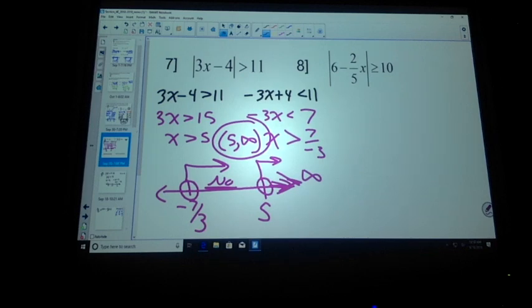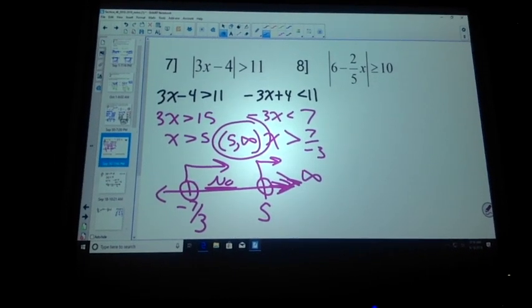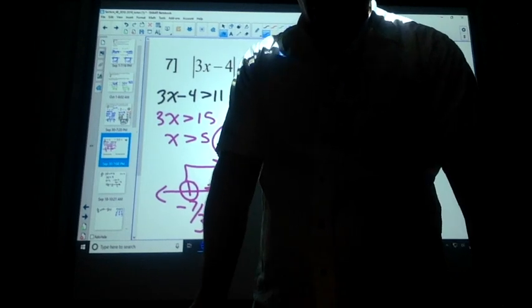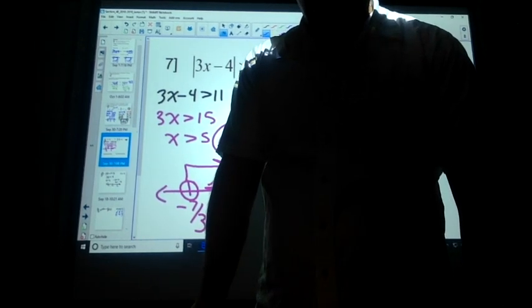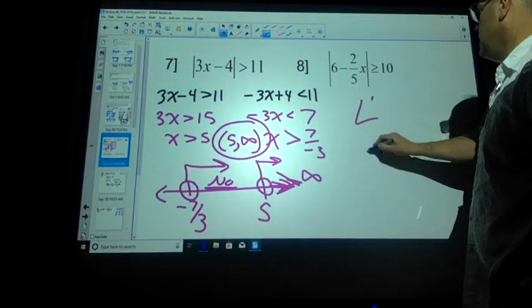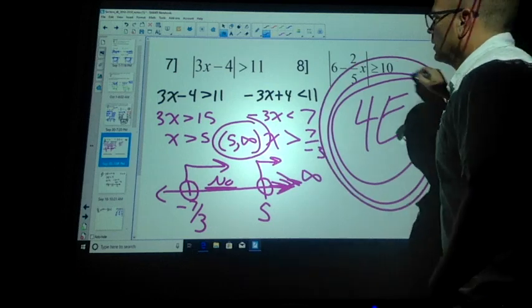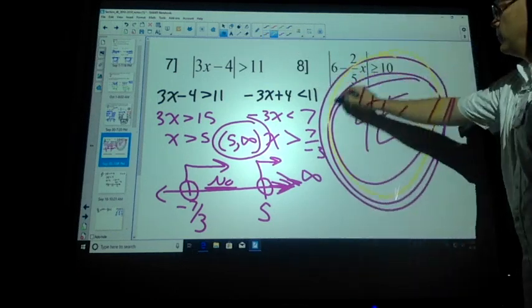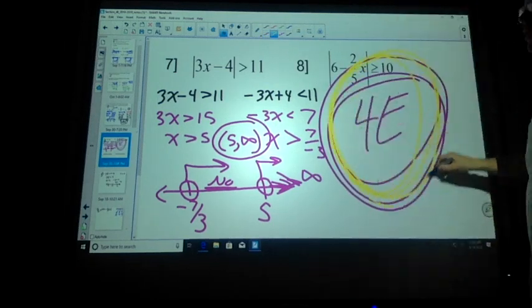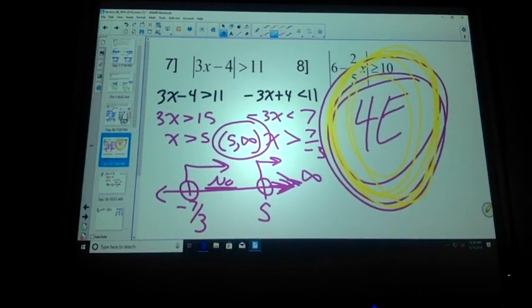I think we could do number 6 or number 8 quickly, but I think you have the point of it. So your assignment, for those of you who are choosing to do it, is 4E, rock and roll. Get it? 4E. The one that's circled in yellow is your assignment for next time.